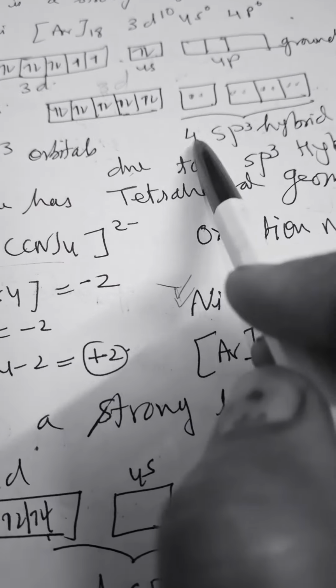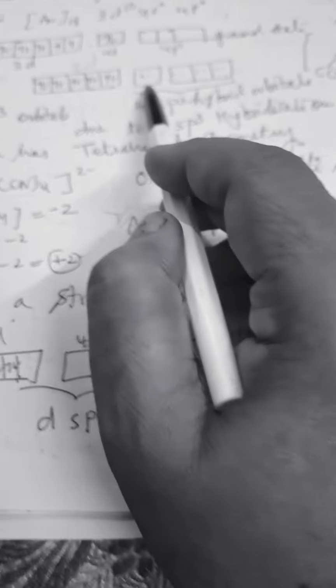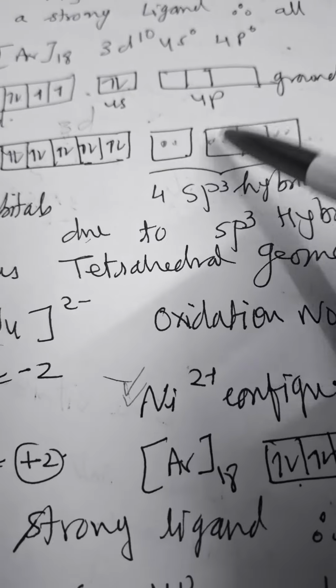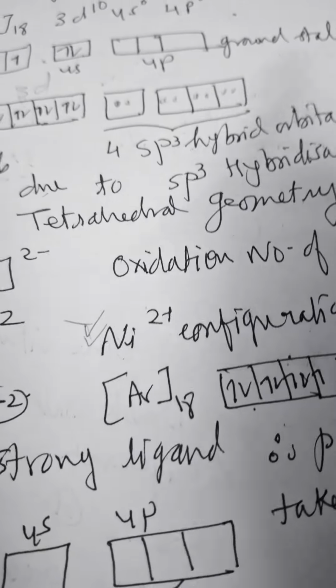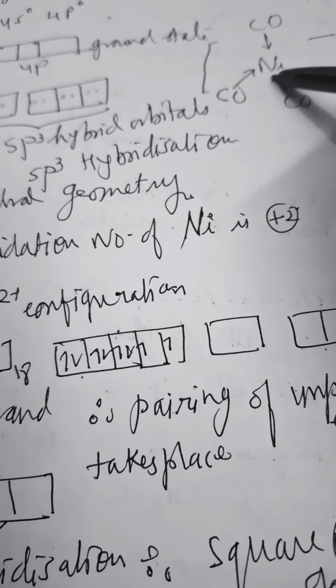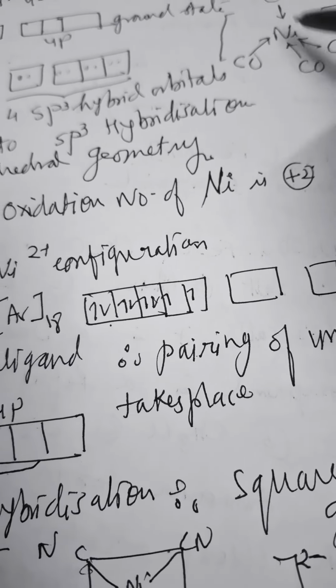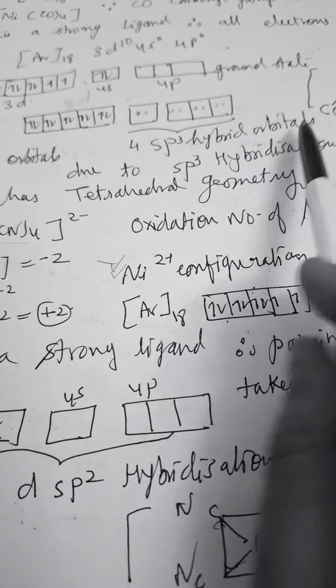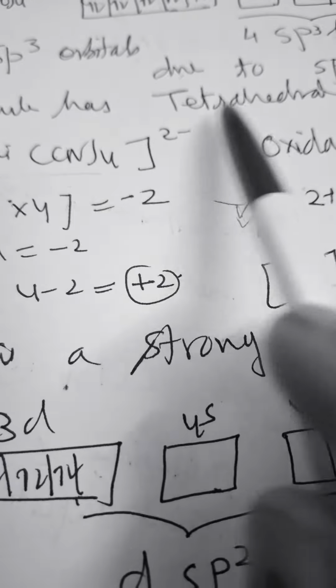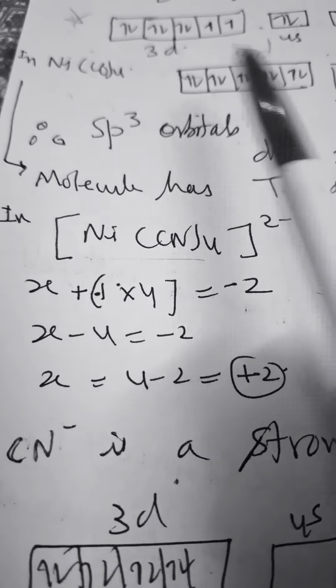So I put these 4 ligands over here, with red dots, these 2 dots, so the ligands donate an electron pair to nickel. The geometry is tetrahedral because of the sp3 hybridization. Now the molecule Ni(CO)4 has tetrahedral geometry.